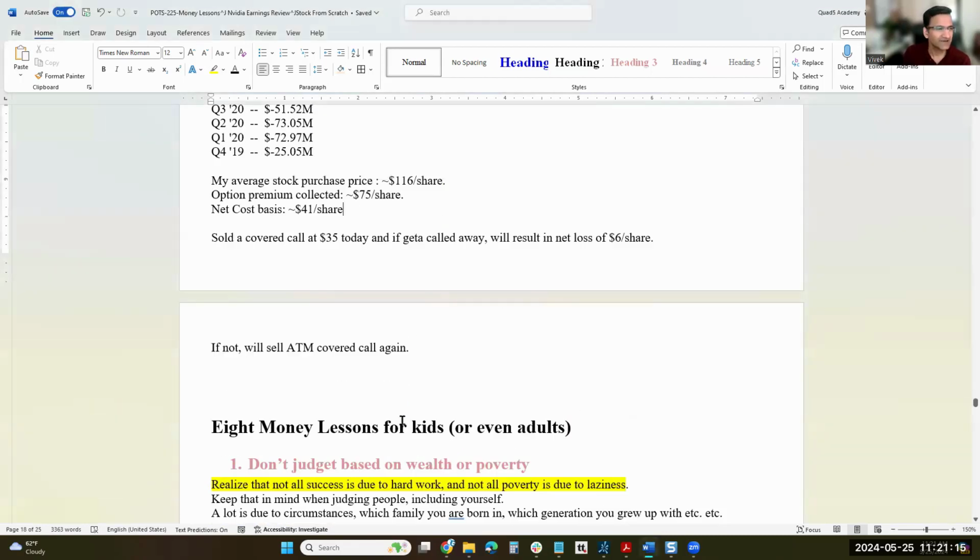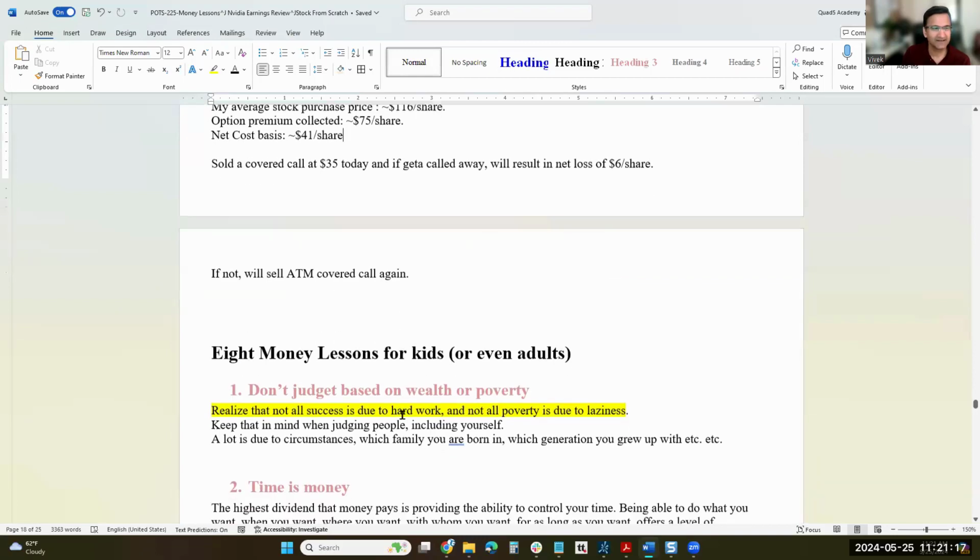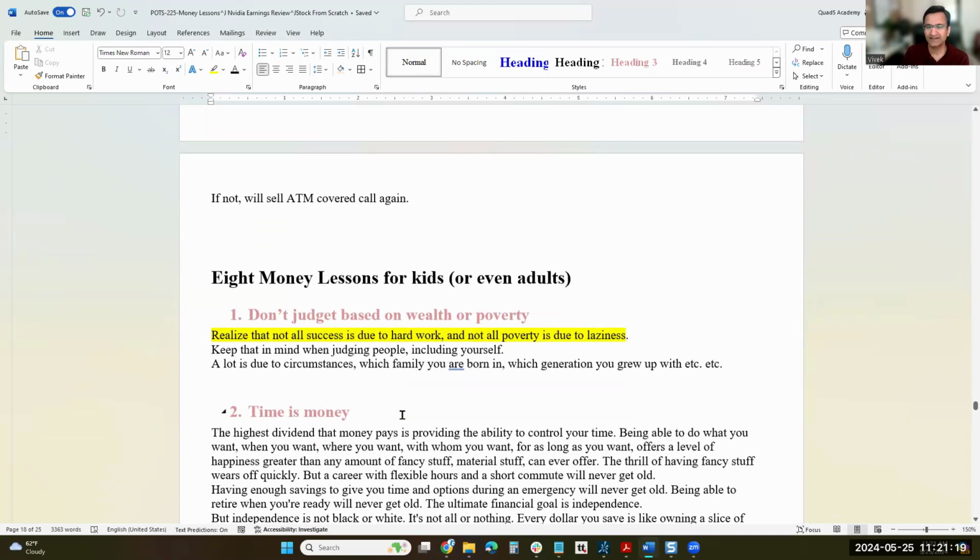All right, let's look at some money lessons. Quickly run through it. I think this was from one of the podcasts. It says money lessons for kids, but when I went through it, I thought this is even for adults as well. So I thought I'll share it in our weekly meeting. If you have kids, maybe discuss with them. If not, discuss with a partner or with yourself.